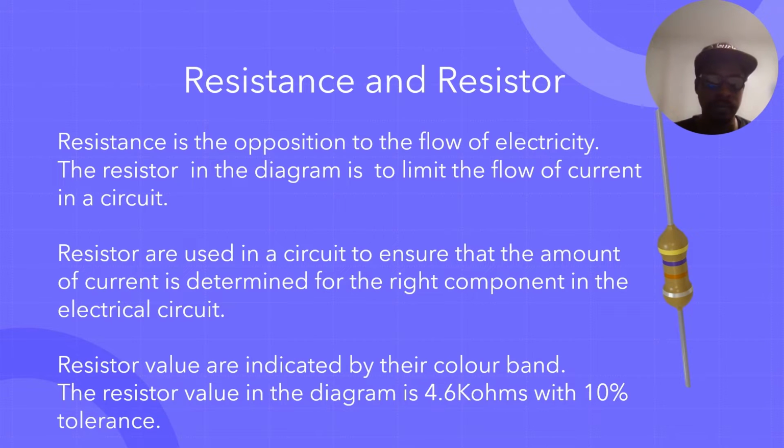Resistor values are indicated by their color bands on a resistor. The resistor value in the diagram is 4.6 kilo ohm with a tolerance of 10%.